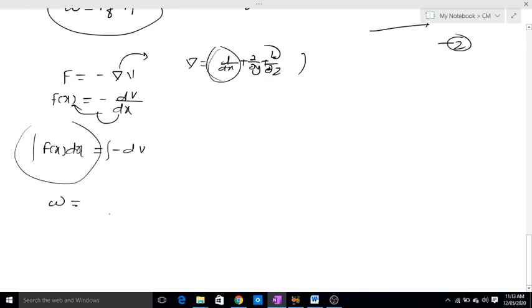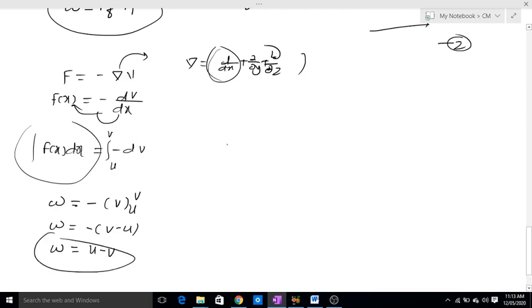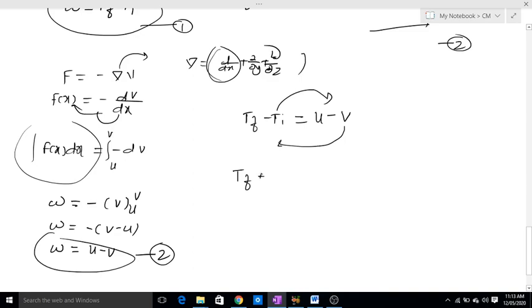Okay, तो हमने पहले भी देखा था. Initially, finally, minus of V, from u to v, so minus of v minus u. Rearranging this term, we get u minus v. अब देखिए हमारे पास दो इक्वेशन है, ये और ये है. अब इसको हम क्या करना है, इक्वेट करना है. Kinetic energy change equals u minus v. अब देखिए इसको हम यहाँ पे शिफ्ट करेंगे, इसको इधर. KE final plus V final equals KE initial plus V initial.